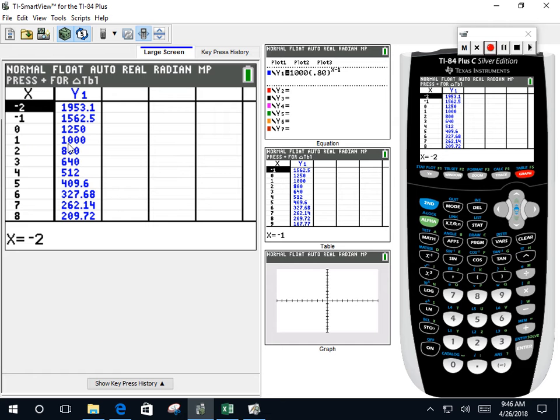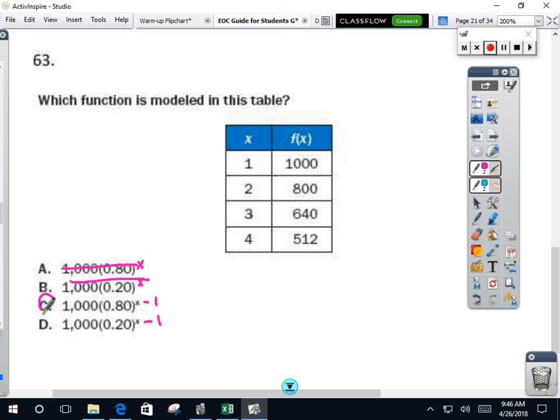1 1,000, 2 800, 3 640, 4 512. So it's C. Now, some of you were probably just able to look at it and see that the starting value was 1,000, and then from there, 80% of it remained in the next one. Because isn't 800 80% of 1,000? So 80% remains. Okay, number 64, page 22.